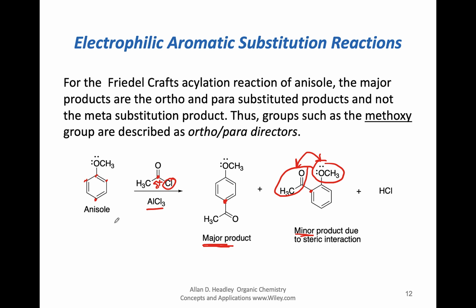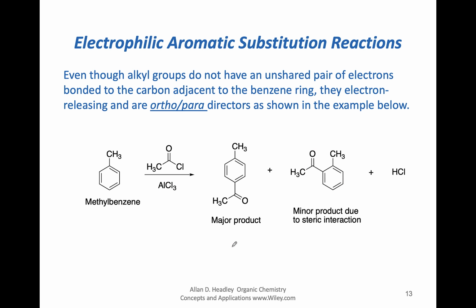So whenever we have a substituted benzene which has an atom that has a pair of electrons, and there's an electrophilic substitution, the major product is always the para product. Okay, let us look at a reaction here.